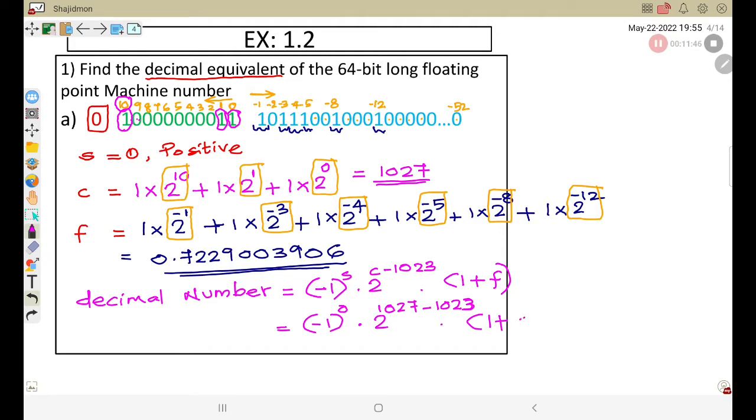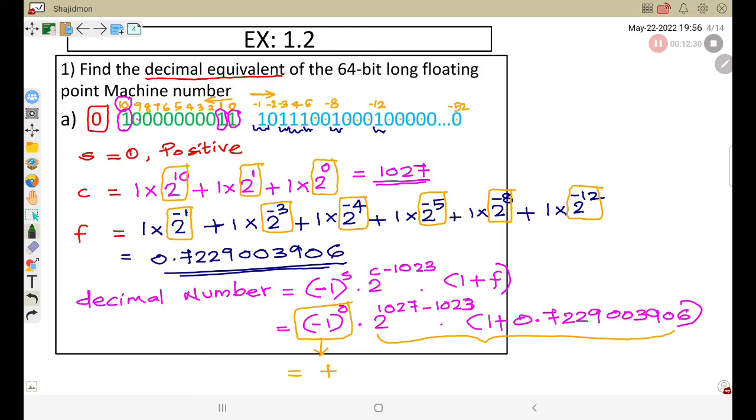What is the f number here? 0.7229003906. Now we can calculate this number. So when we are calculating, no need to enter this one in your calculator, because minus 1 power 0 means only that the number is positive. Already we have written it here on the top. Minus 1 power 0, power 0 means the number will be positive. Power 1 means the number will be negative. So we can write here minus 1 power 0 means positive. The remaining part fully we can enter one time in the calculator.